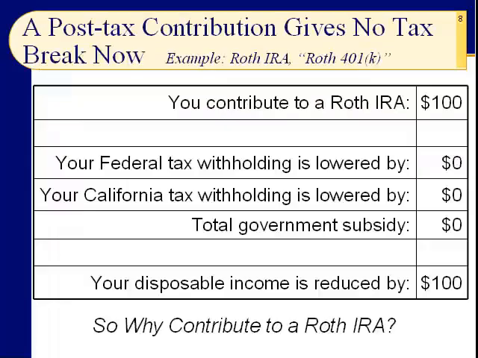Slide number 8. What about the Roth IRA, the Roth 401k, the Roth 403b? Well, if you contribute to a Roth IRA $100, what do the feds give you? Nothing. What does the California give you? Nothing. Total government subsidy? Nothing. Your disposable income is reduced by $100. So why would you contribute to a Roth IRA? Now here's the answer, because you're going to do it, because everyone should have a Roth IRA. We're not allowed to say that, but I say it anyway.